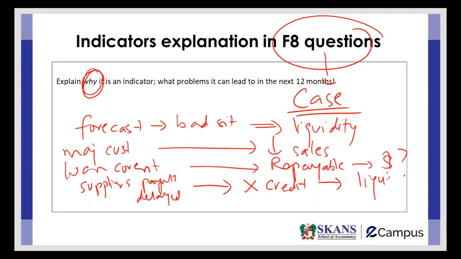So don't just write, this is an indicator, this is an indicator. Explain why. Is it going to reduce my sales? Is it going to increase my expenses? Is it going to result in a cash outflow? Why are you saying this is a problem? Everything would either be decreasing my income or increasing my expenses. So until you link it to that level, you will not get marks for the indicators. So F8 exam, you given the scenario, you'll have to find out what the indicators are.